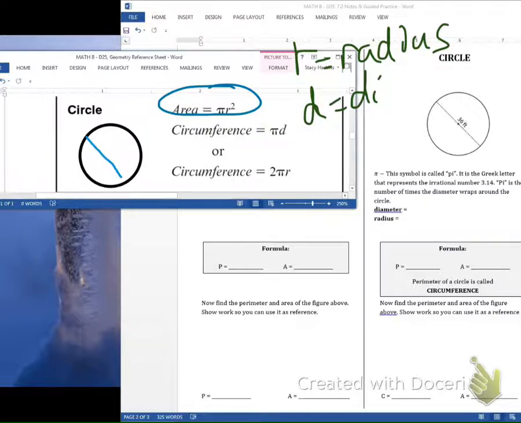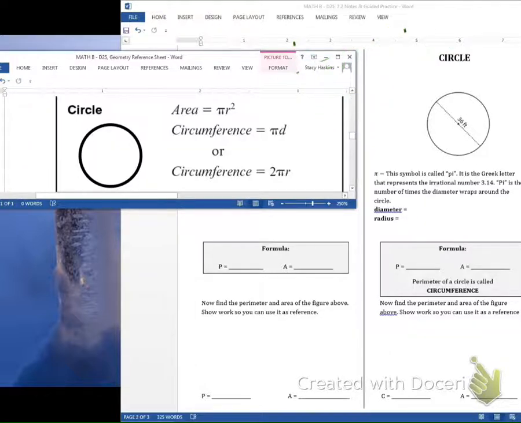All the way across is the diameter. So that should be right through the center of the circle. That's the diameter. So any which way you turn the line, as long as it's going through the center of the circle, that is your diameter. So let's use these two formulas. Alright, so first they want to know what is the perimeter of the circle. But we know that we're not going to call it perimeter, we're going to call it circumference.